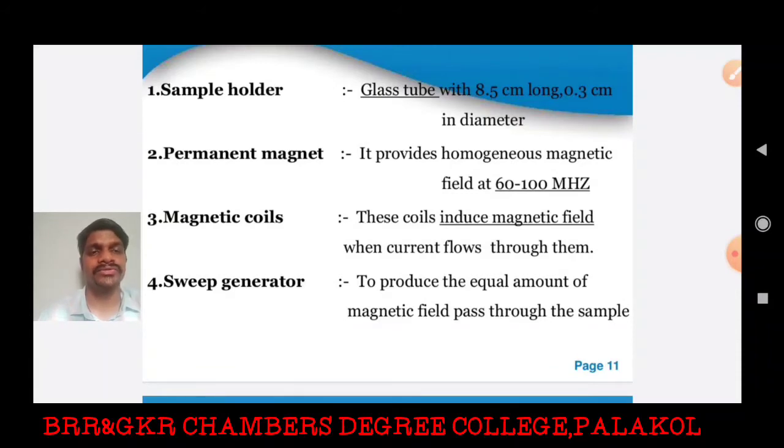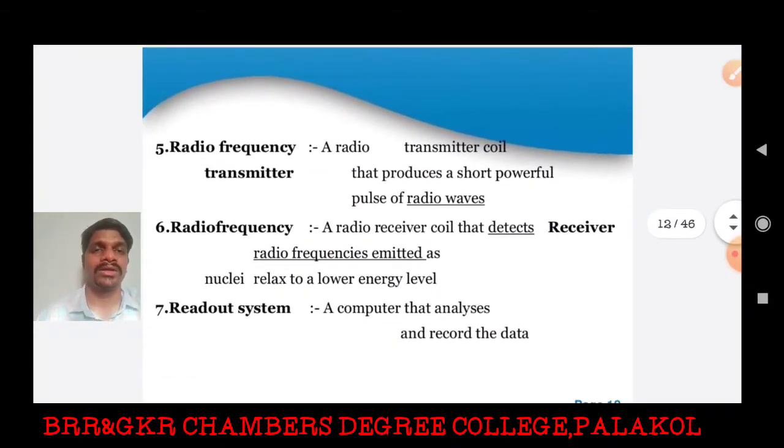The sweep generator is very important, because if in the sample one molecule feels one magnetic field, and in the same sample inlet system another molecule feels a second, different fractional magnetic field, then the precessional frequency of the same molecule will be different. That is why we have to use a sweep generator to produce an equal amount of magnetic field passing through the sample. And the fifth one is the radio frequency transmitter.